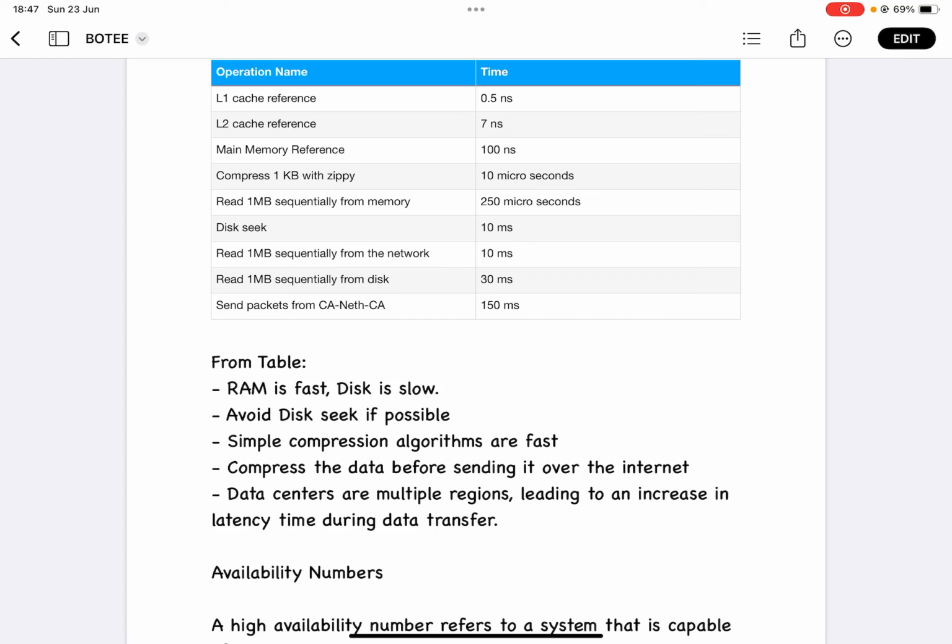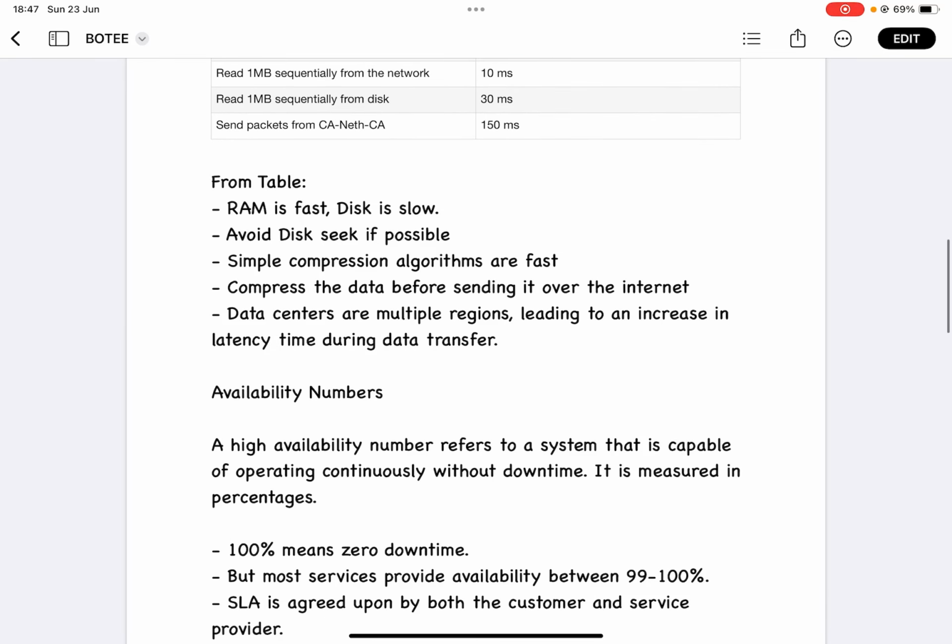And if you have data centers in multiple regions, in different locations in one country or in different countries, then sending packets from one place to another also takes time, which is latency. It will add more latency to your system. That is one of the things that needs to be understood while building a system. So this is with respect to latency.